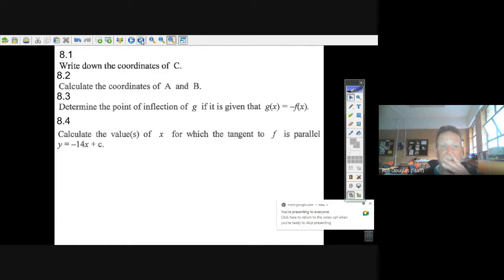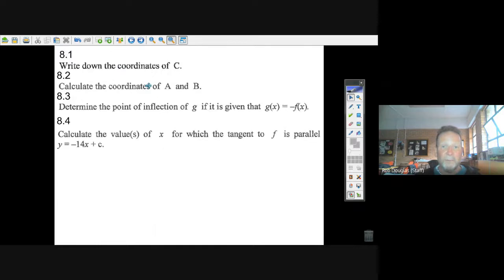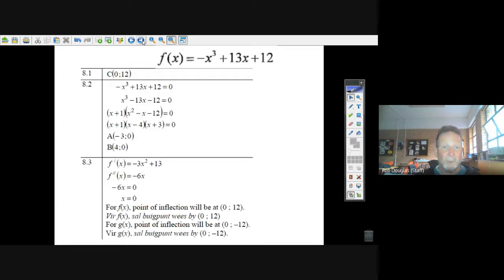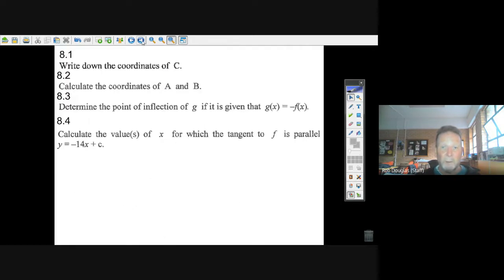The next question, they say determine the point of inflection, given that g(x) is equal to minus f(x). Determine the point of inflection of g. Well, they say there's a new function, g(x). That's this here. We're just supposed to make it negative. So this just turns into x cubed minus 13x. We just multiply it all by negative 1. We get this new function, which is the negative of the other one.